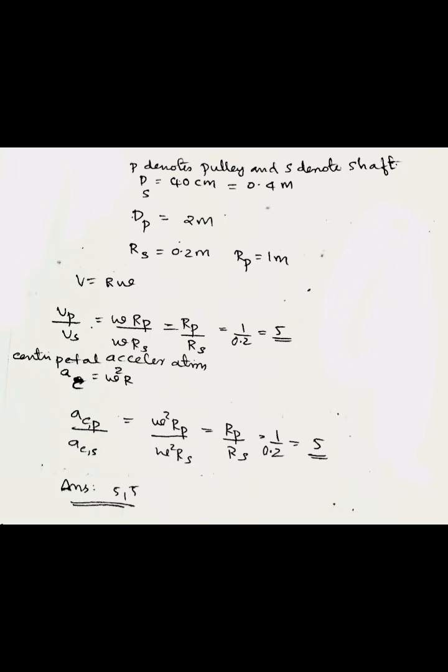So the velocity v is equal to r omega, that is vp by vs is equal to omega rp divided by omega rs, and this is equal to rp divided by rs. This is equal to 1 divided by 0.2 and this is equal to 5. The centripetal acceleration AC is equal to omega square r. So ACP divided by ACS is equal to omega square RP divided by omega square RS. This is equal to RP by RS is equal to 1 divided by 0.2 and this is equal to 5. So the answer is 5 and 5.